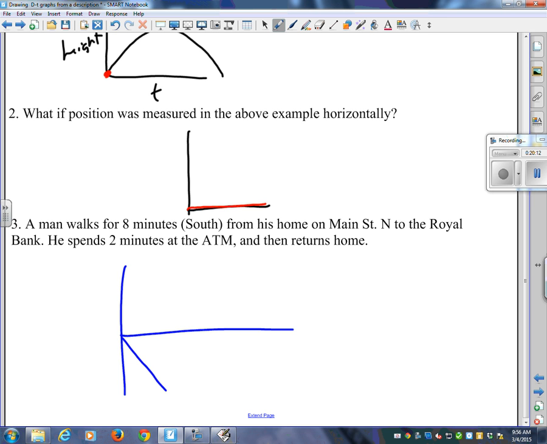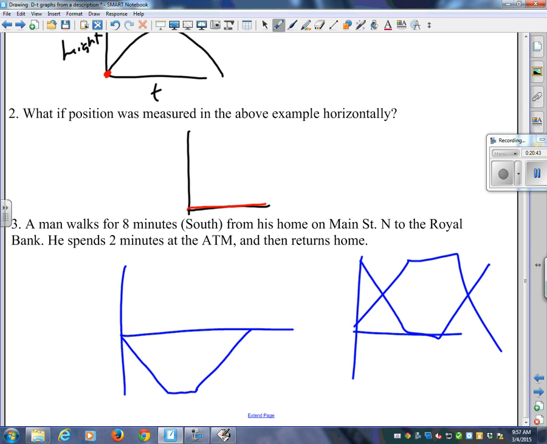Generally at a constant rate. Yours doesn't say south? No. Okay, I'll have to add that in. You got it right. And then he spends 2 minutes at the ATM, so flat, and then returns home. Maybe a little bit slower because he's got thousands of dollars with him. Or maybe faster because he's got thousands of dollars with him. I don't know. That would be okay if south was positive. Okay, fair enough. So we got it right.